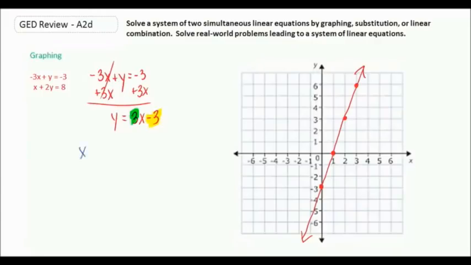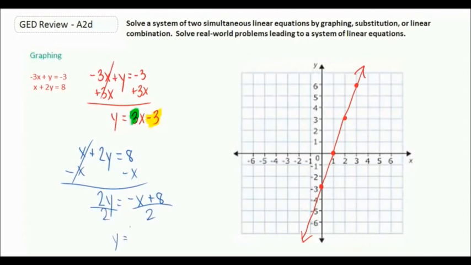For my other one, I need to subtract x from both sides. 2y equals negative x plus 8. And then dividing by 2 means that we would have negative 1/2 x plus 4. Intercept at positive 4. Our slope is negative 1/2. So starting here, that means I'm going to go 1 down, 2 to the right. 1 down, 2 to the right. And connect my points.